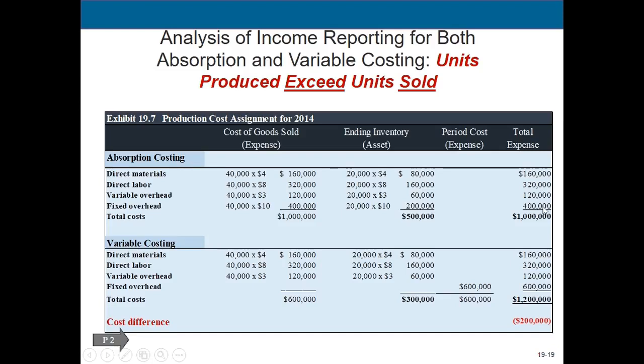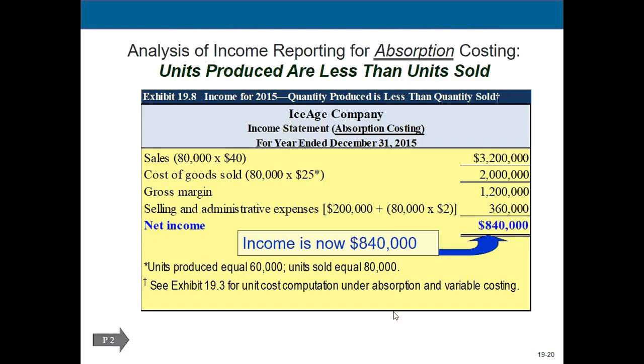See here, fixed overhead's only expensed at 400,000, and under variable costing, fixed overhead, the whole thing, because it's considered a period cost, the whole thing gets expensed at 600,000, making our cost higher. If costs are higher, net income is lower, right? If costs are higher, net income is going to be lower.